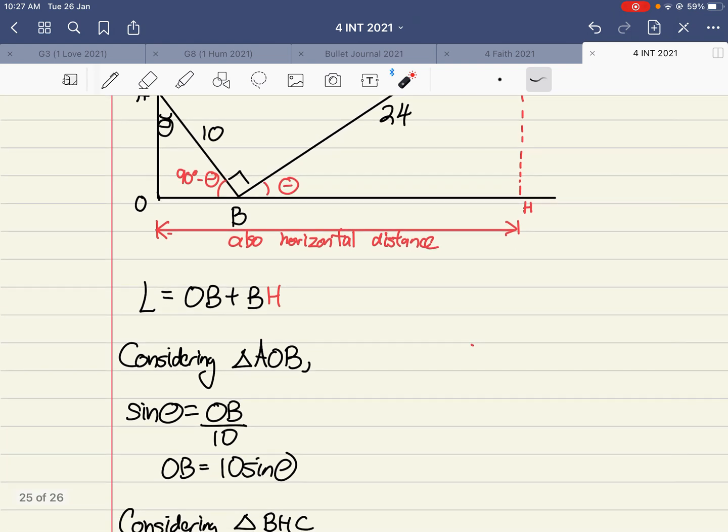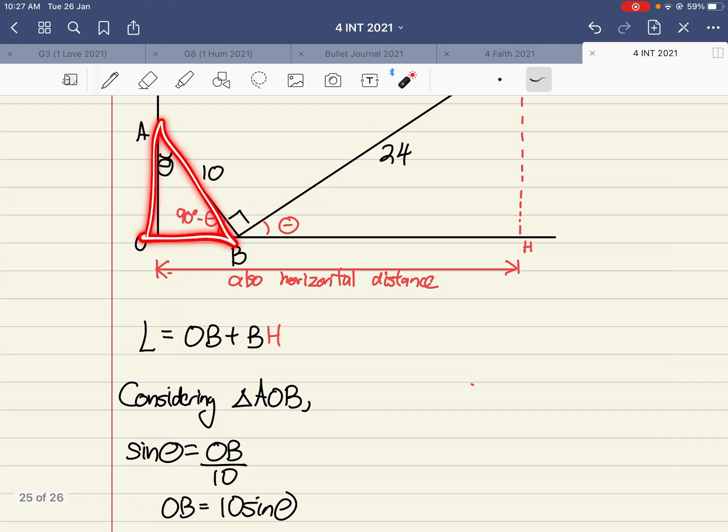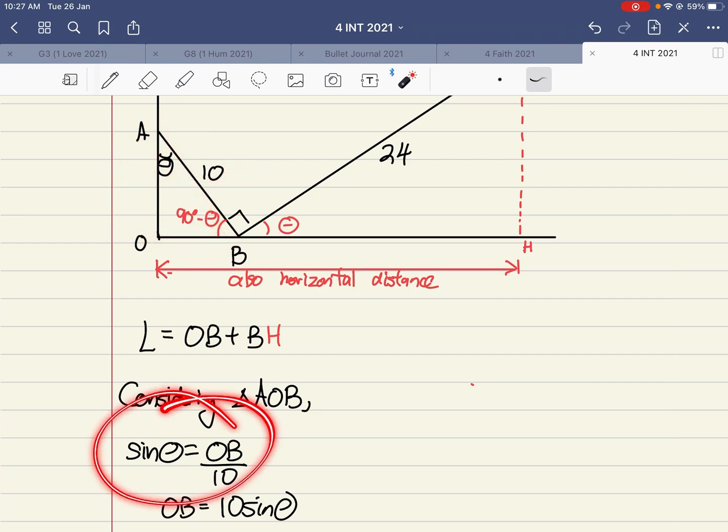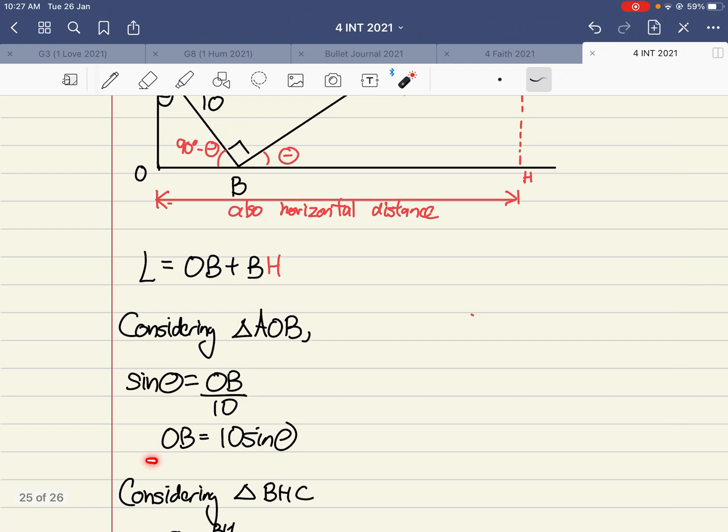So OB over here, I will consider triangle OAB. So what I need to do here is this. To get OB, this is the angle theta, this is opposite, this is hypotenuse. So I say sine theta is equals to OB over 10. OB is equals to 10 sine theta.